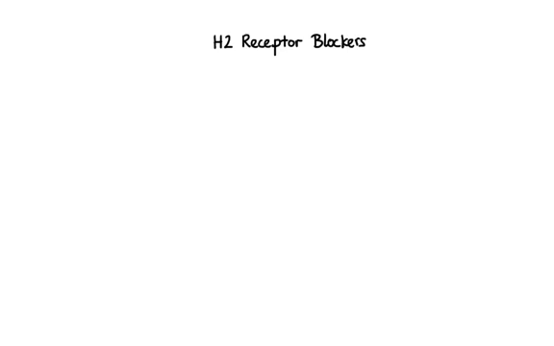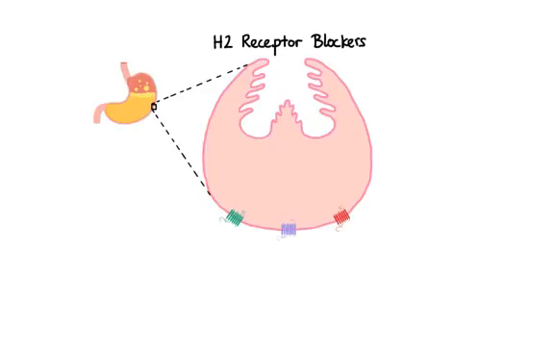Now, before we end, let's quickly discuss histamine type 2 receptor blockers, also called H2 antagonists. So in order to understand how these drugs work, first we need to take a closer look at their primary target, that is acid-producing parietal cells of the stomach. So parietal cell has three types of receptors which control acid production, that is acetylcholine receptor, gastrin receptor, and histamine H2 type receptor.